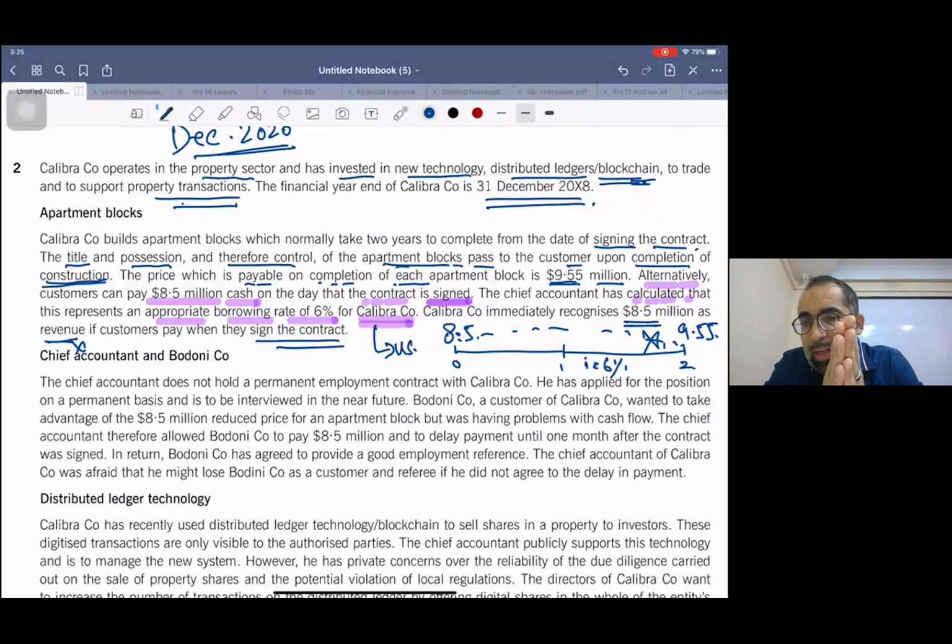Because according to stage 5, we have not transferred the control, we have not transferred the title, we have not transferred the possession. So we'll be transferring these three things at the end of year 2. That means we are going to satisfy the performance obligation at the end of year 2. So that's why we cannot book revenue now. Okay, so this is all the treatment of this first paragraph. Take your time and read it and think over it.